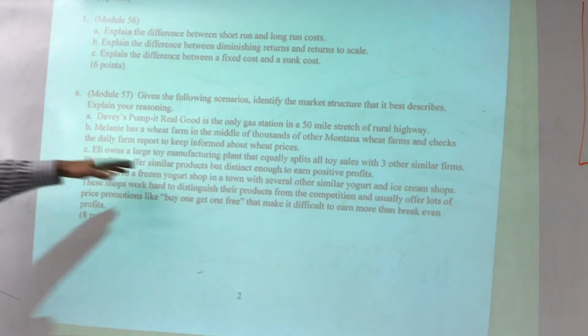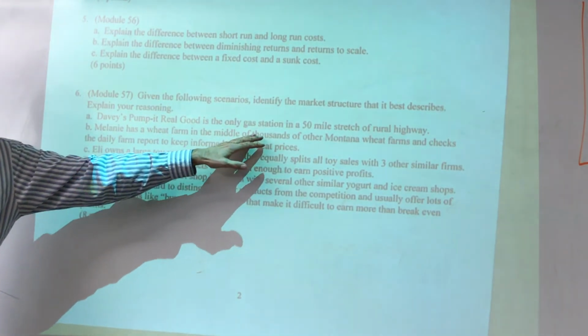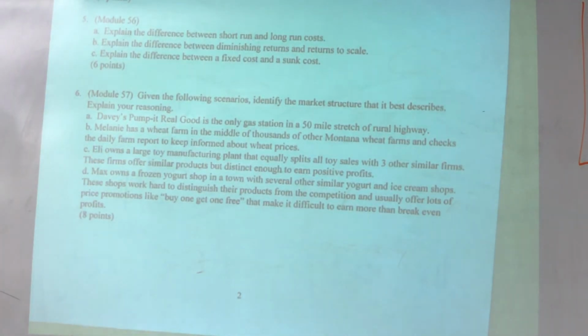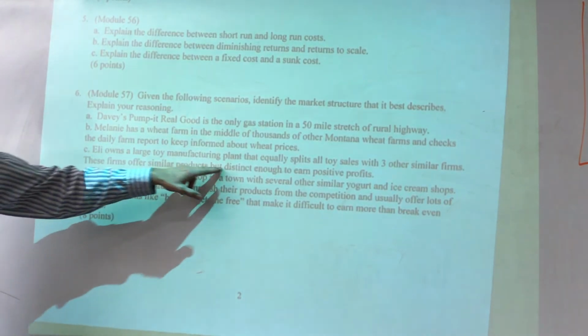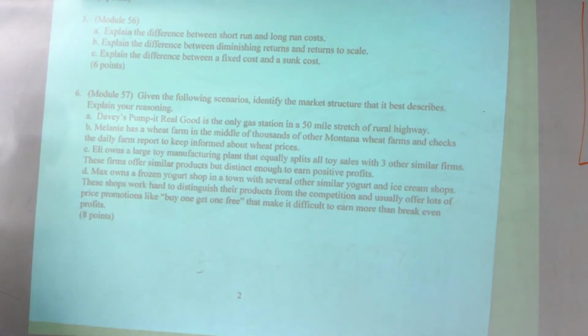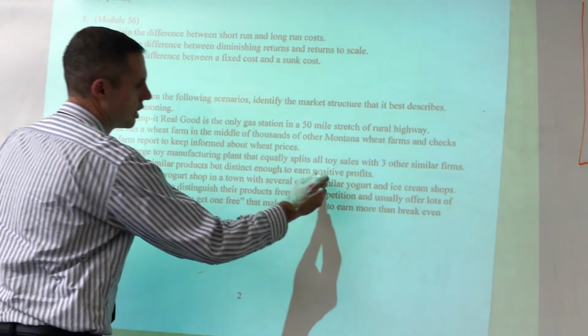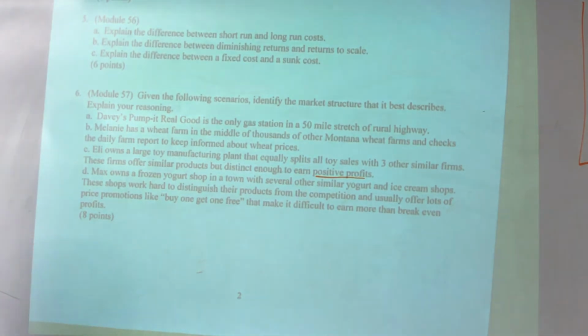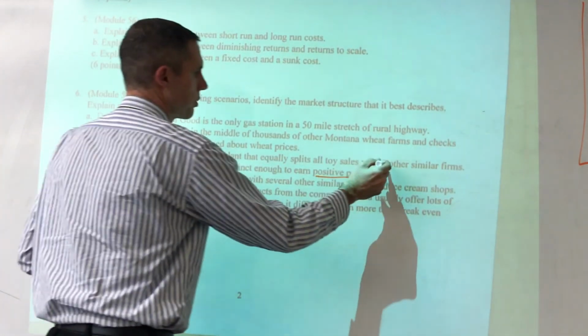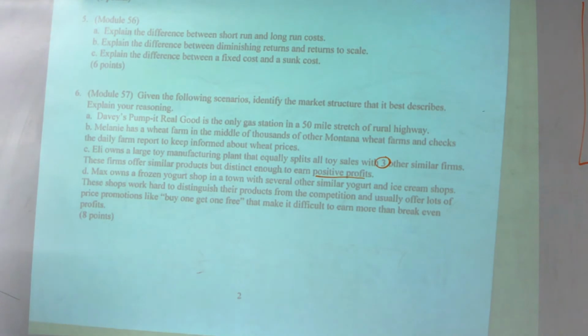But we also know that because she's in the middle of thousands, she does not impact the overall market, and it's a fairly homogeneous type of product. Perfectly competitive market is B. C, Eli owns a large toy manufacturing plant that equally splits all toy sales with 3 other similar firms. These firms offer similar products but distinct enough to earn positive profits. There's 2 hints to know this is an oligopoly. Positive profits, that's greater than 0 economic profits, and just 3 other similar firms means it's more than likely an oligopolistic market, oligopoly.